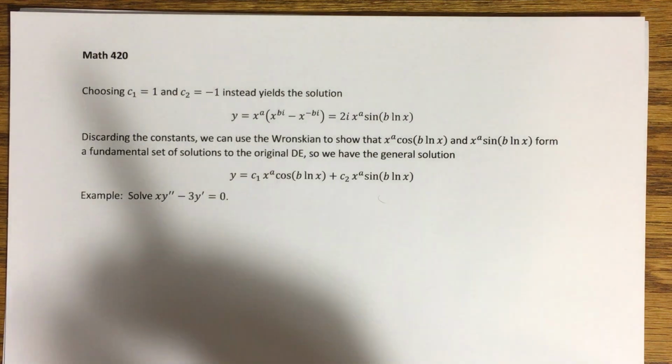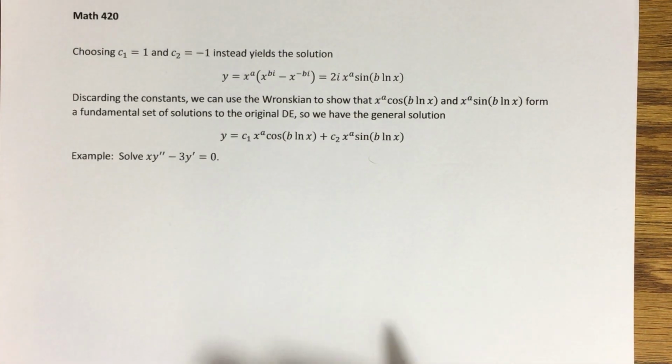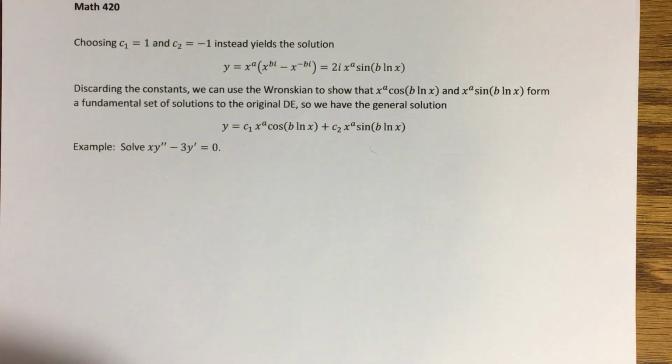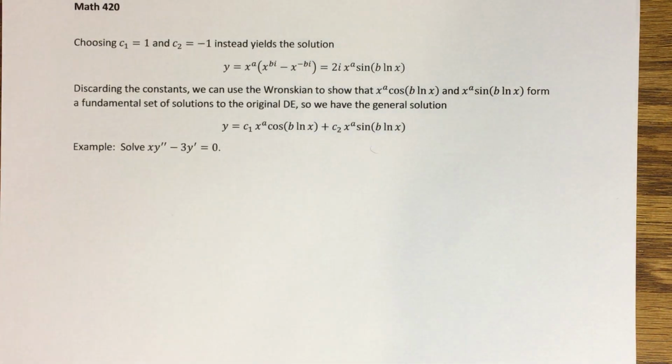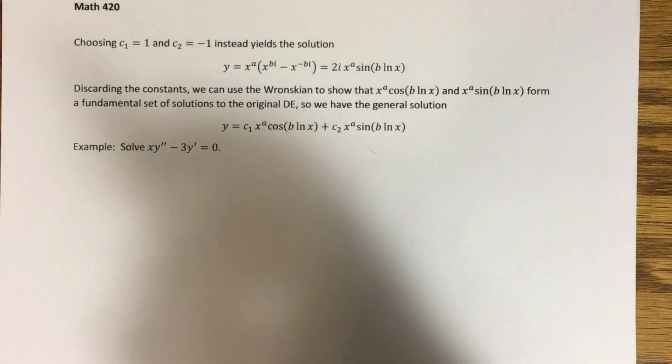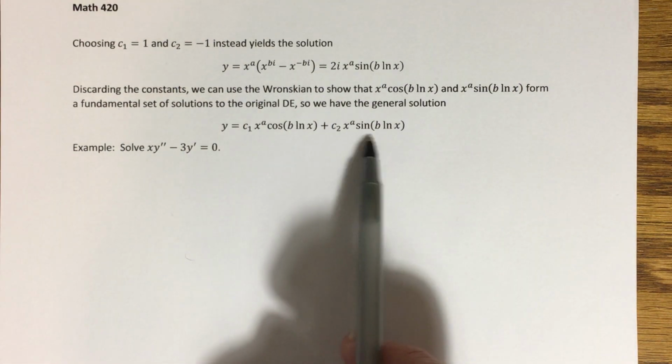So those two things are going to represent solutions in their own right to our DE, and we're not going to show it here, but we could use the Wronskian to show that they do form a linearly independent set. So putting those together, we get that general solution. And this gives us the solution for case 3.